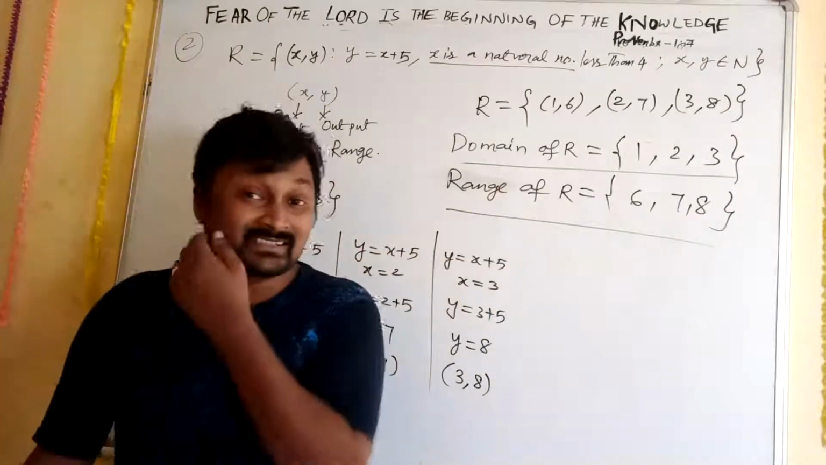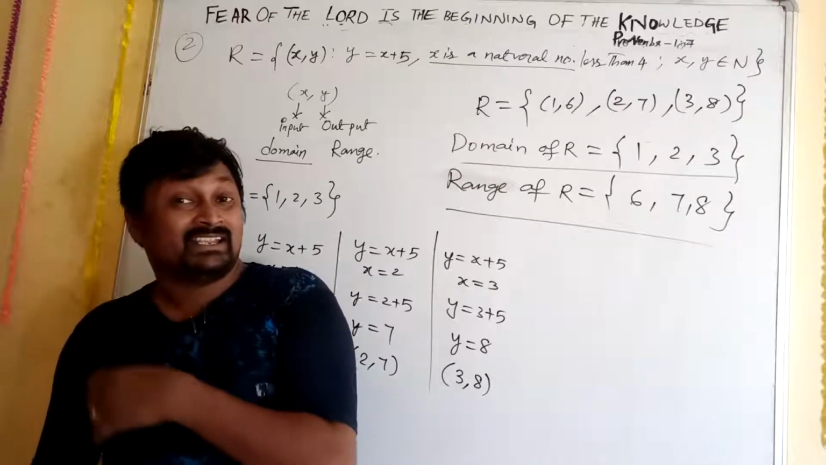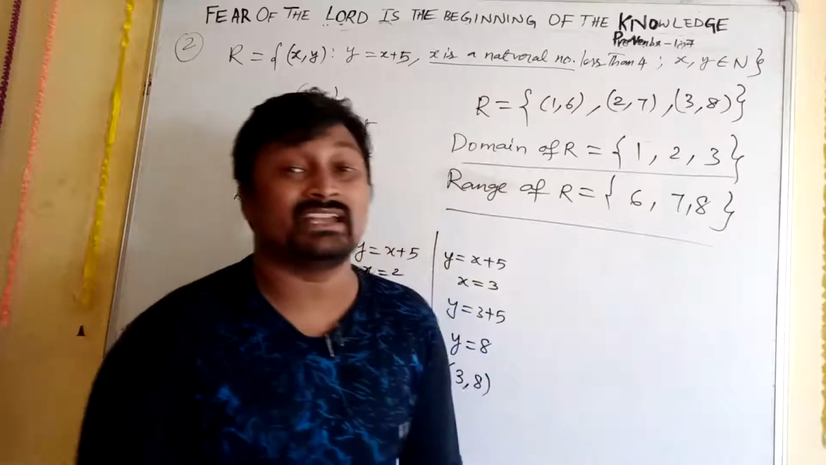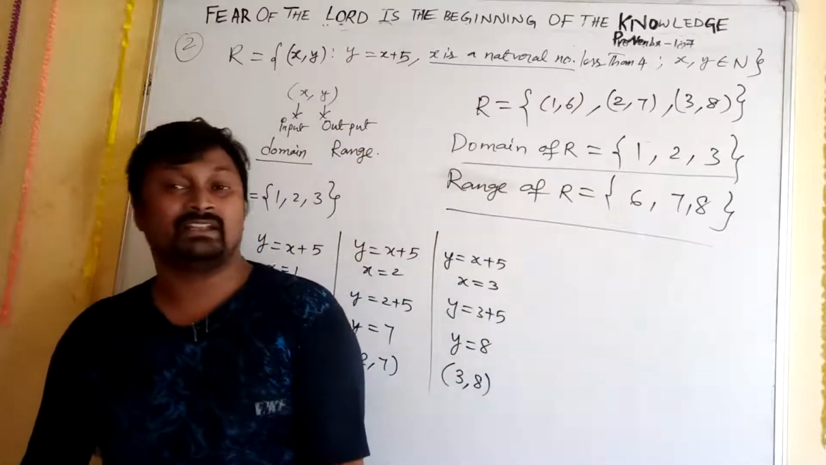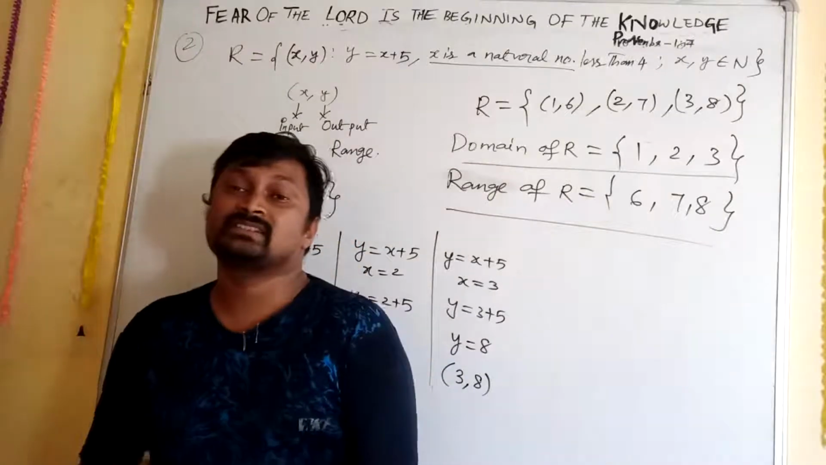And if they ask, what is your codomain? Here they have given natural number to natural number, so all the natural numbers we can say as the codomain. But they were not asked, so we don't need to write it. So understood this?